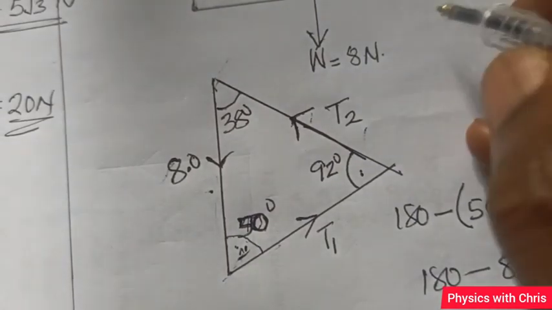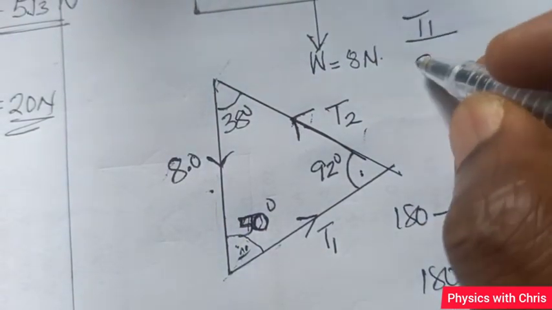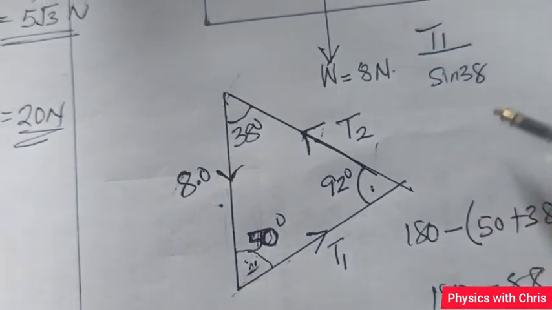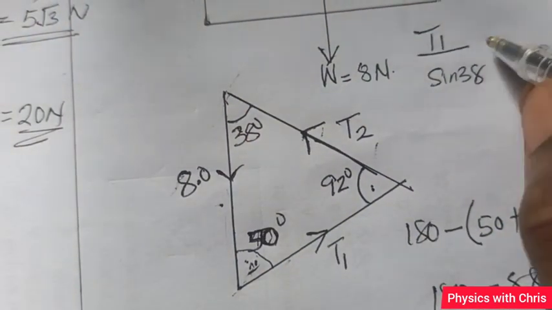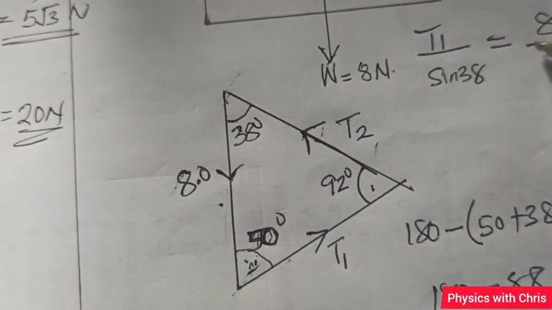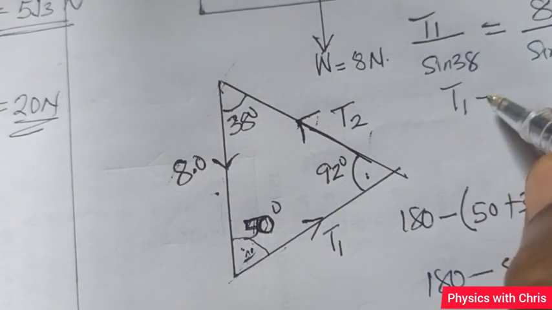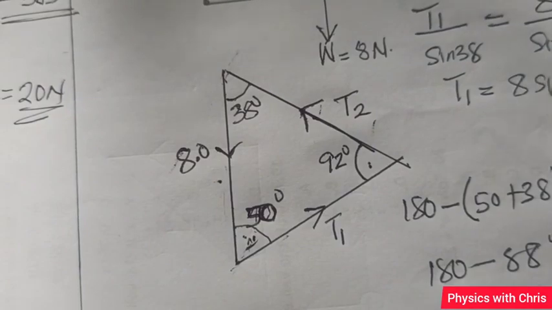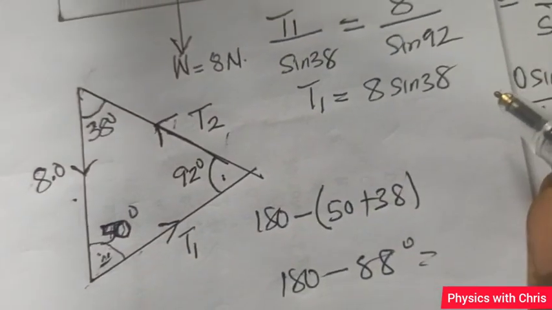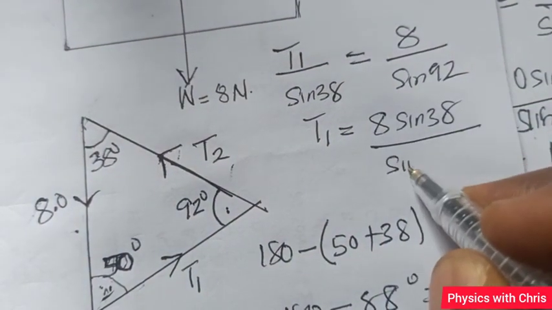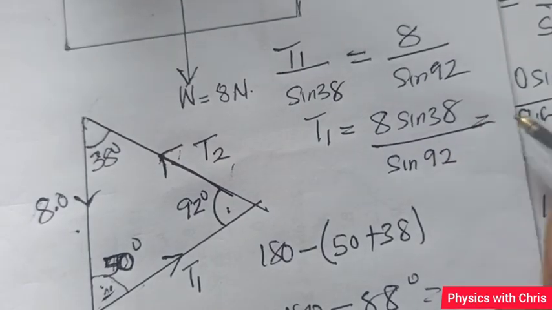So maybe I can use the sine rule. Let's say T1 over sine 38, because T1 subtends this angle 38, is equal to the weight, which is 8 and known, over sine 92. So with this I can find my T1, which is equal to what? 8 times sine 38 divided by sine 92. You can use your calculator to quickly evaluate that, and that gives you the answer.